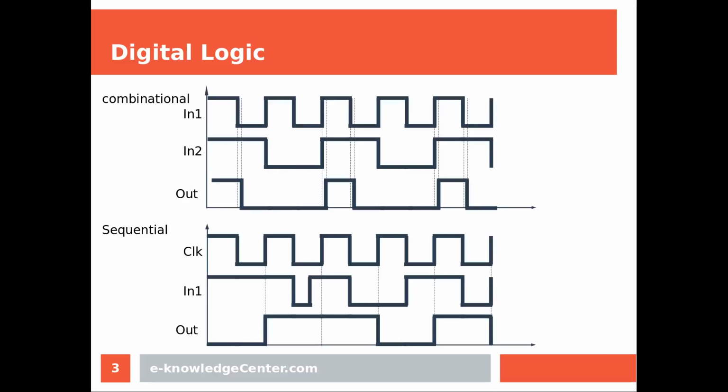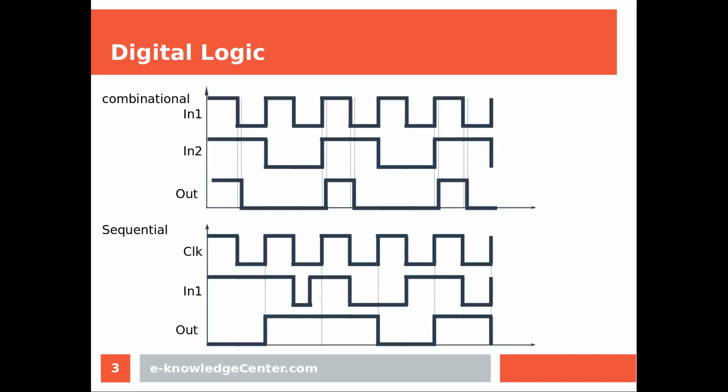On this slide we can see combinational logic with two input signals, in 1 and in 2, and the output signal. As you can see, the output signal doesn't change at exactly the same moment when the input signals change, but there is some delay, and this delay is called propagation time.